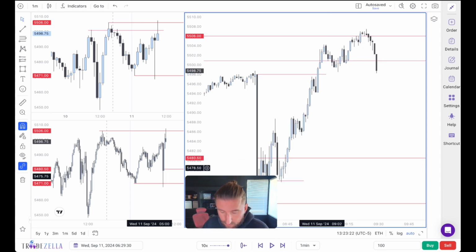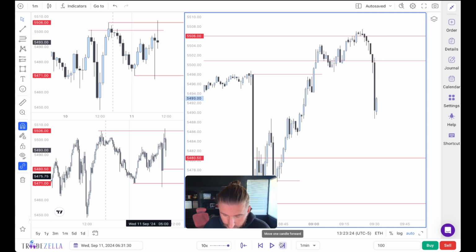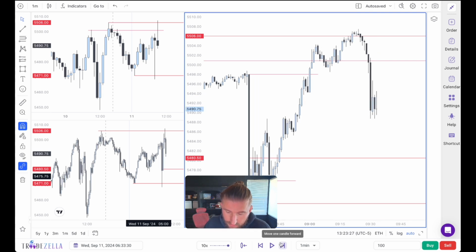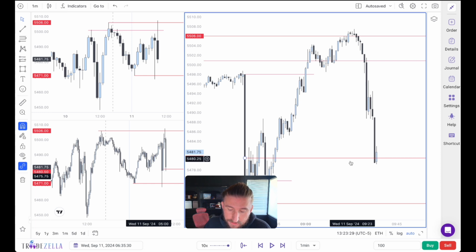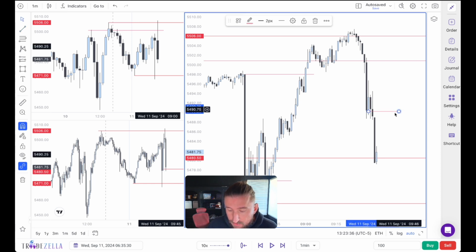Go to 1 minute, make it a little cleaner. One candle, one candle. So the gap doesn't even show on the 1 minute chart. It's a 30-second gap right here with this wick. However, that doesn't mean you can't take the trade, because you could potentially be looking at it like this.